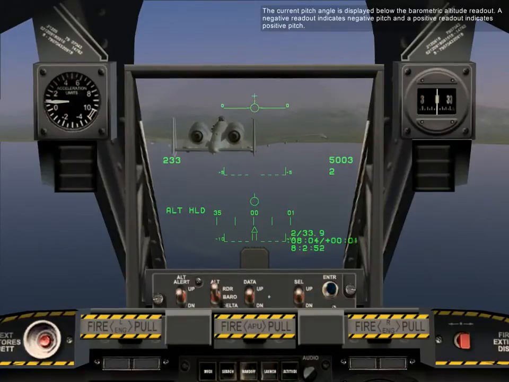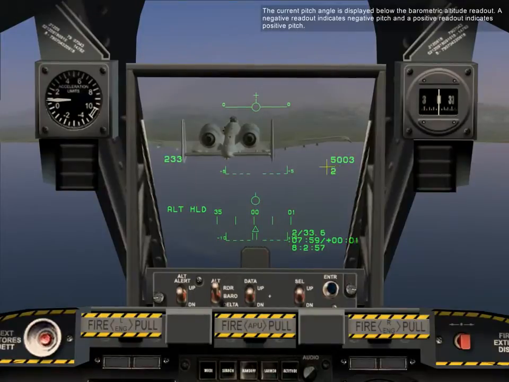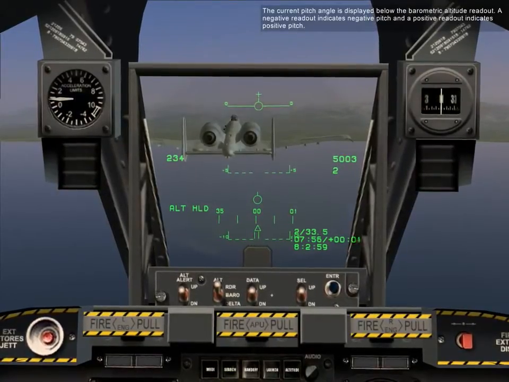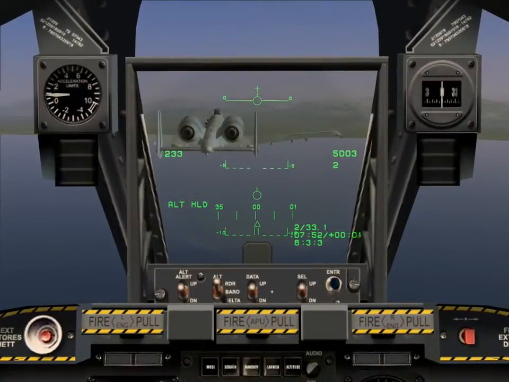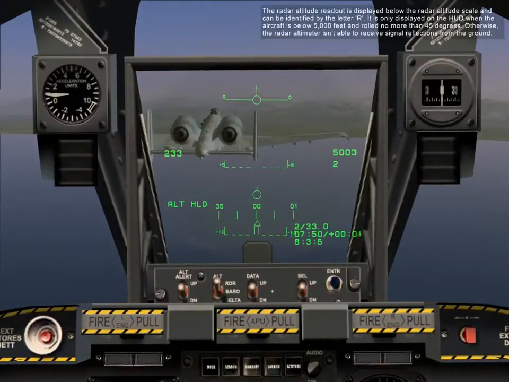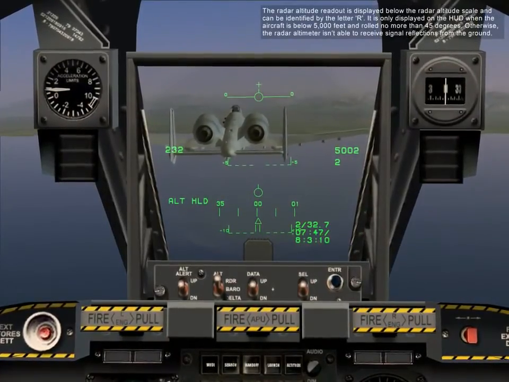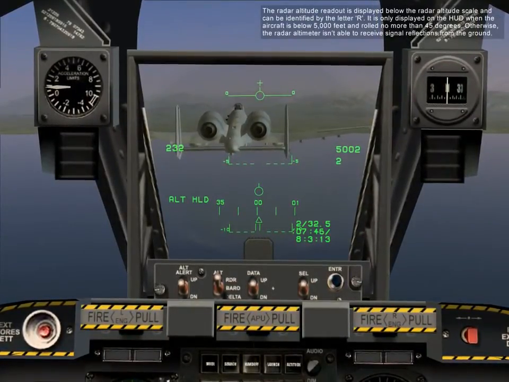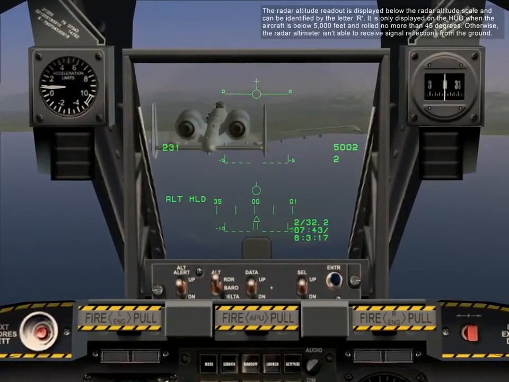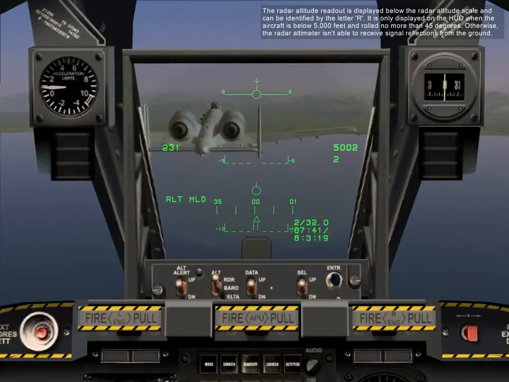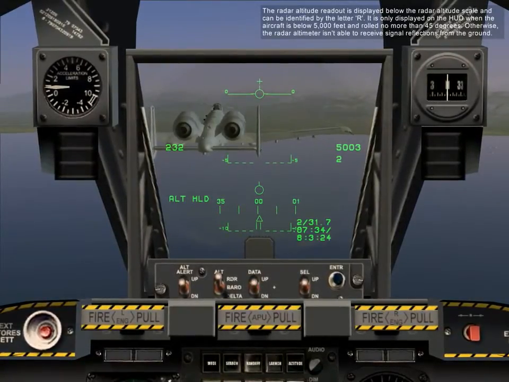The current pitch angle is displayed below the barometric altitude readout. A negative readout indicates negative pitch, and a positive readout indicates positive pitch. The radar altitude readout is displayed below the radar altitude scale and can be identified by the letter R. It is only displayed on the HUD when the aircraft is below 5,000 feet and rolled no more than 45 degrees. Otherwise, the radar altimeter isn't able to receive signal reflections from the ground.